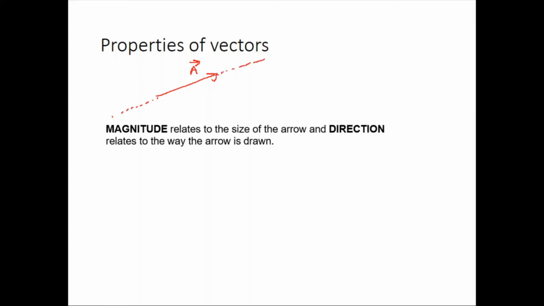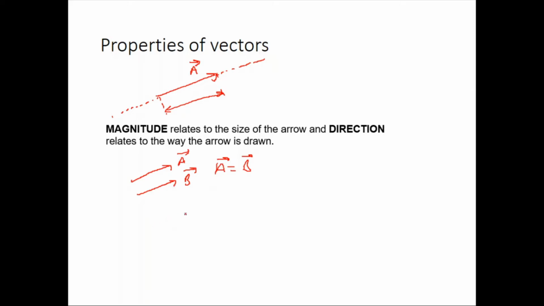If this is a vector representing force, it means the force is applied in this direction, and the size of the arrow is the magnitude of the vector. Let's look at some other properties of vectors. If you have vector A, for example, and you draw another vector parallel to A, and it's B, their magnitudes, their lengths are the same and their directions are the same, it means A is equal to B. These two vectors are equal to each other.